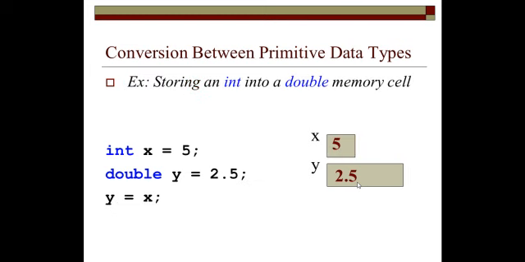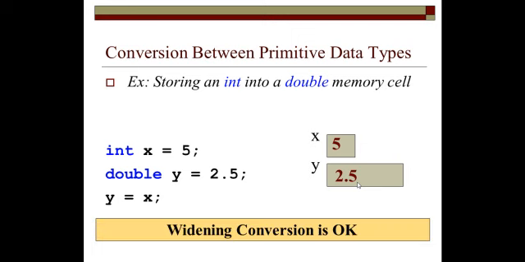Now, what if I want to store an int into a double? Well, actually, there's not going to be a problem with that. x is 5, and I want to store the 5 in y, and it just converts that into a double, 5.0, stored in y. Widening conversion is okay. So I'm able to store an integer into a double.